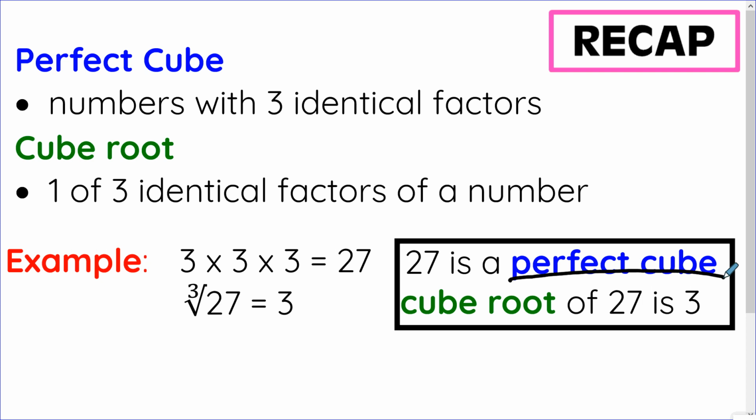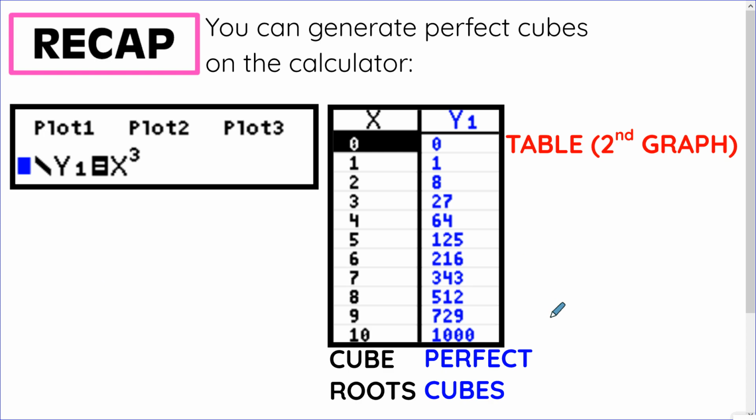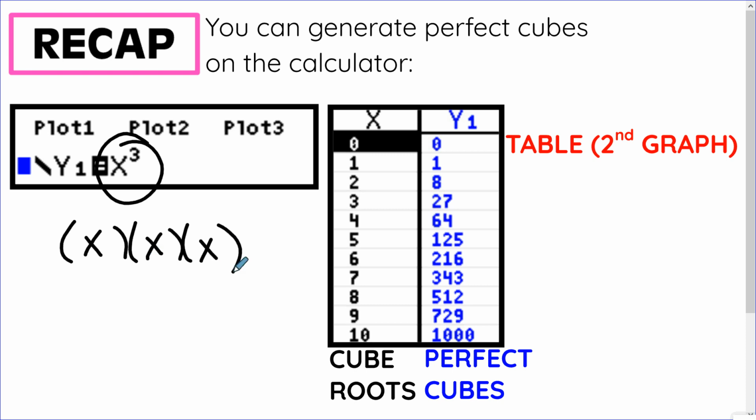3 identical factors. The cube root of 27 is 3, one of those 3 identical factors. You can also generate perfect cubes on your calculator by going into y1 and entering x cubed, which is just 3 of the same number, x times x times x. In the table, second graph, y1 has all the perfect cubes and x has the corresponding cube roots. So just like we did for square roots, we can do the same thing for cube roots.